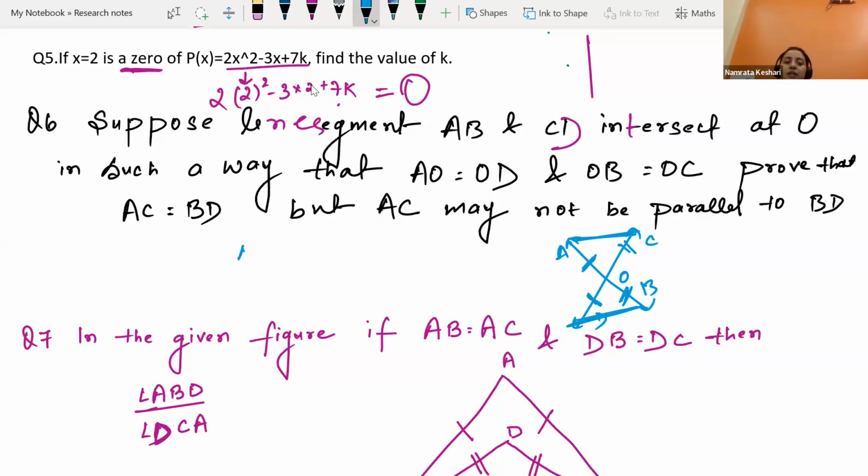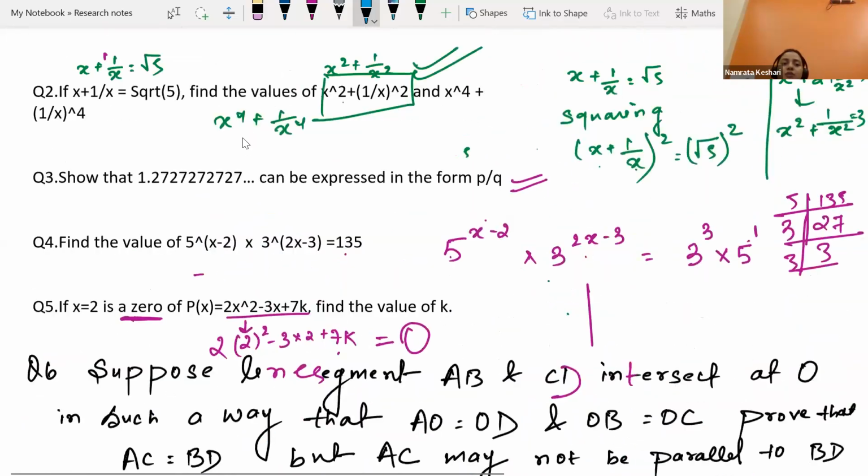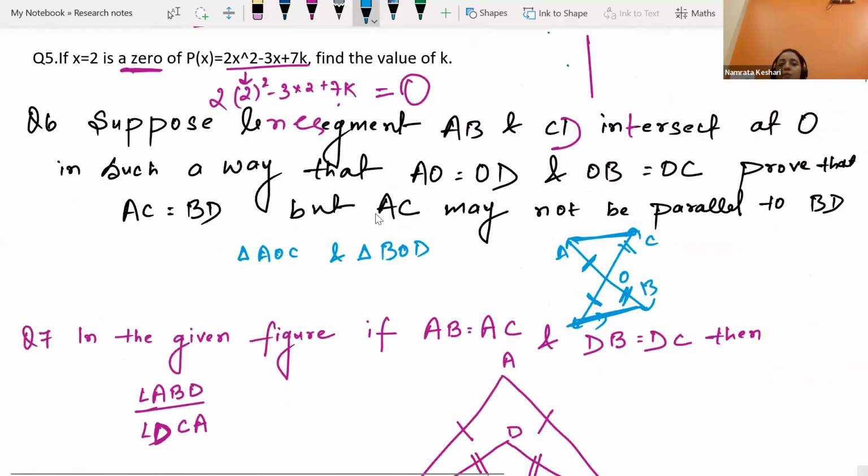So we'll be taking triangle AOC and triangle BOD, and we will be able to prove that these two triangles are congruent. I recall that everyone has solved this question, so I'm not explaining this one. However, I wanted to explain the previous few questions. If you want me to do number 6, please let me know. Shall I do it over here?